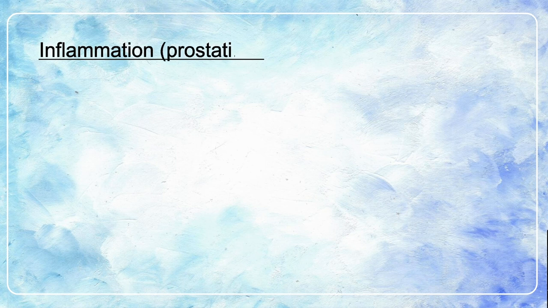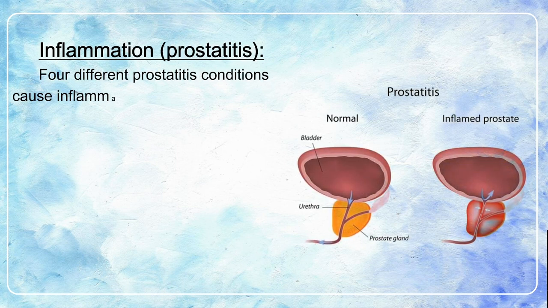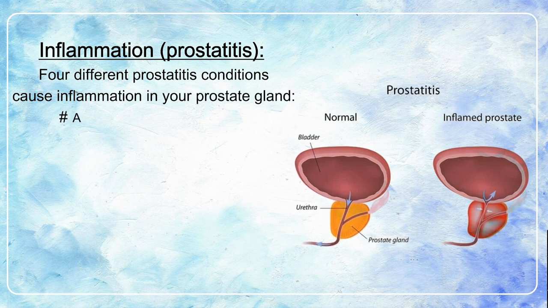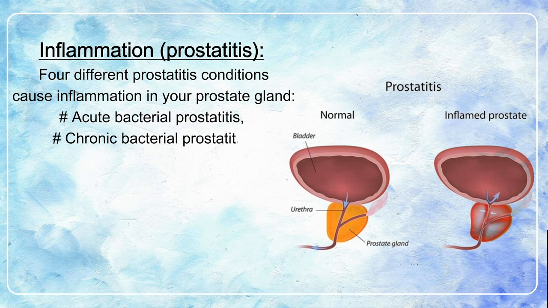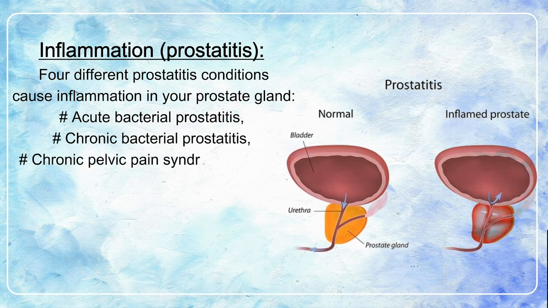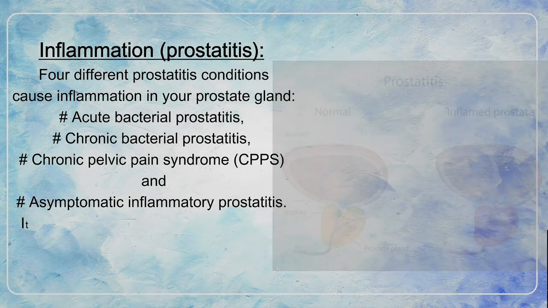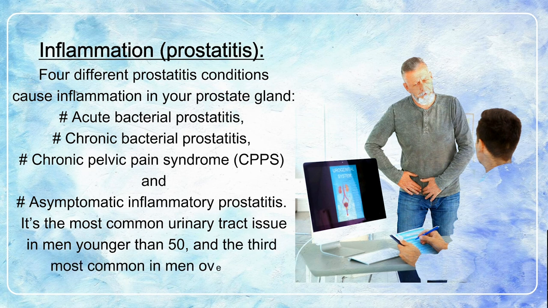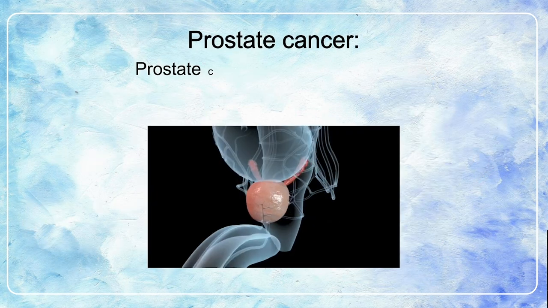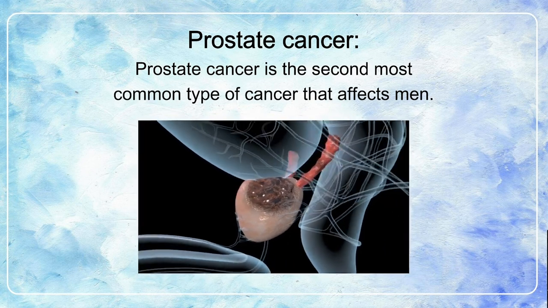Inflammation, prostatitis. Four different prostatitis conditions cause inflammation in your prostate gland: acute bacterial prostatitis, chronic bacterial prostatitis, chronic pelvic pain syndrome, CPPS, and asymptomatic inflammatory prostatitis. It's the most common urinary tract issue in men younger than 50 and the third most common in men over 50. Prostate cancer. Prostate cancer is the second most common type of cancer that affects men.